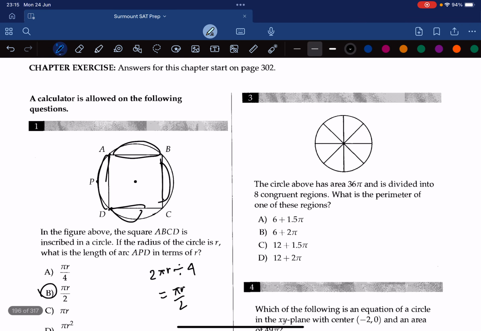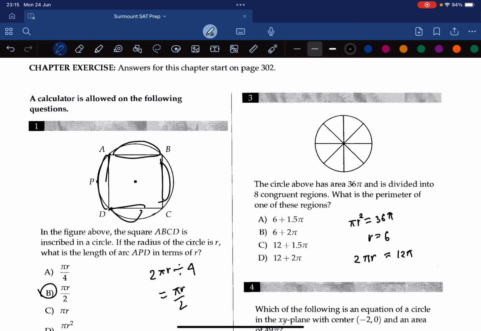Question 3. There is a circle with 36 pi as an area, and it's divided into 8 regions. What is the perimeter of one of these regions? Again, what we can do is find the radius. We know that the formula for the area is pi r squared, and that's equal to 36 pi. If you solve for r, we should get r is equal to 6. The circumference of a circle is 2 pi r, where r here is 6, so we get 12 pi.